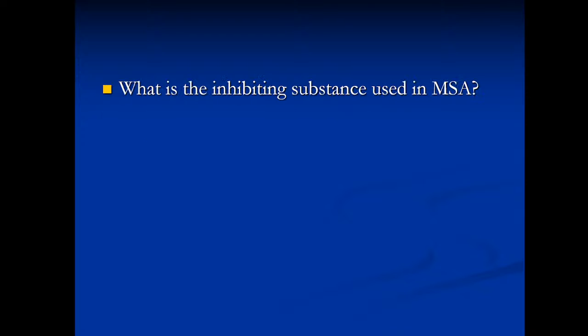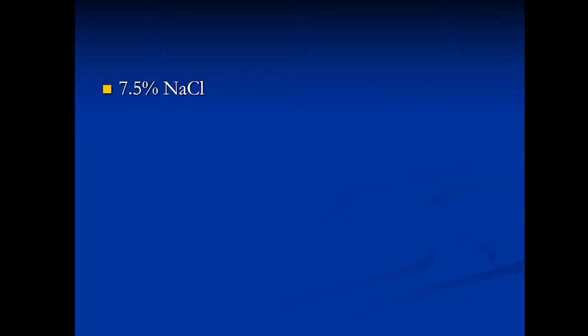Now let's move on to the inhibiting substance. We already answered that one. The inhibiting substance in MSA is your 7.5% NaCl, or basically just table salt. Hence, we also call Staph species a halophilic organism.